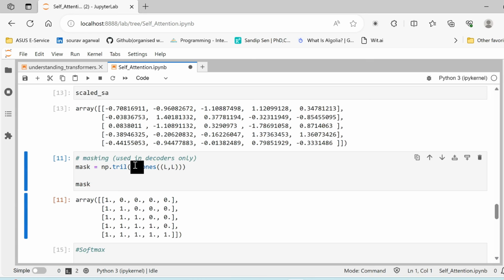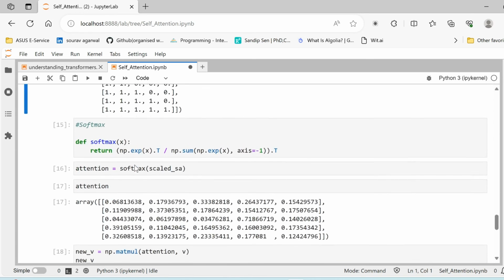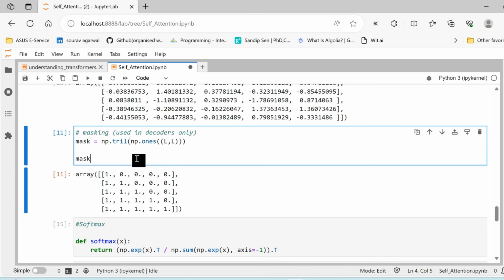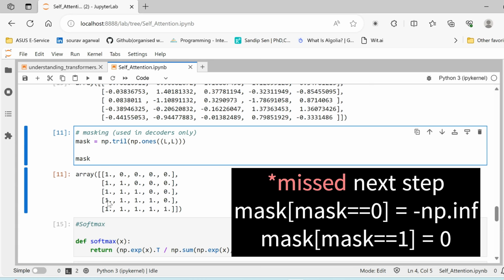Now the optional part is masking. This masking is used in the decoder only, we don't use it in encoders. In decoders, we process the context in a sequential fashion, unlike encoders where we pass the entire sequence in order to learn the context. So for masking, we make all the elements on the right of the diagonal zeros, because we want to consider them sequentially: first this, then these two, then 3, then 4, then 5, like this.